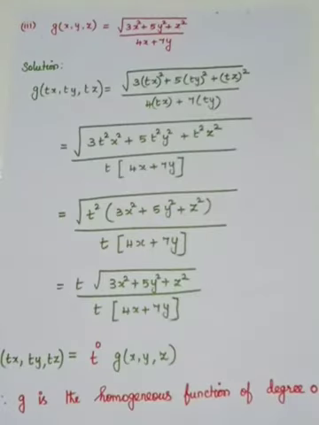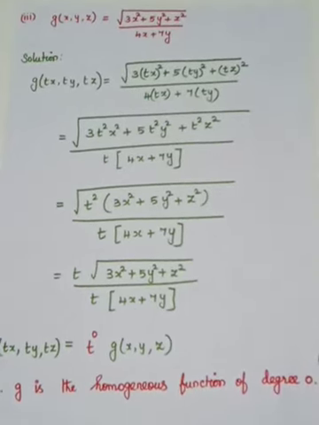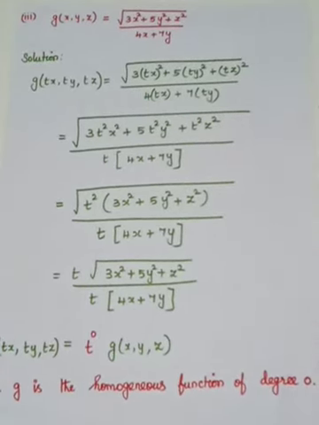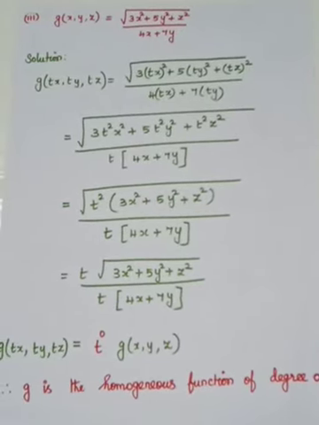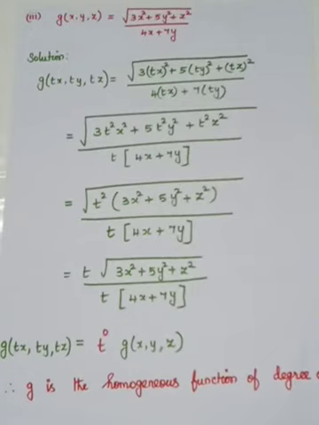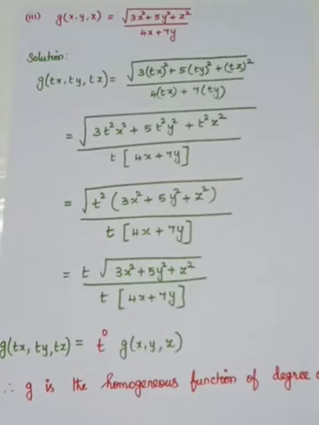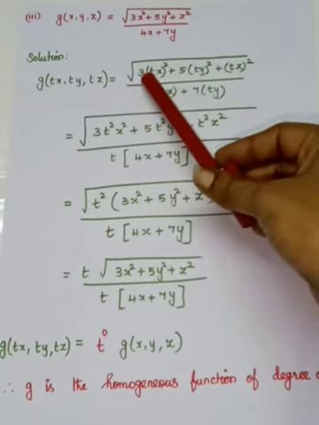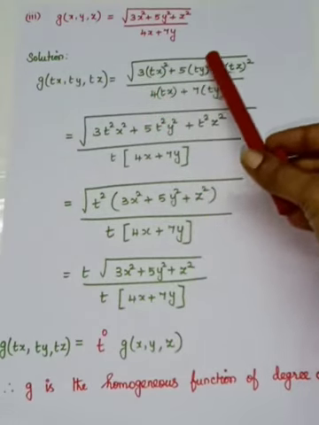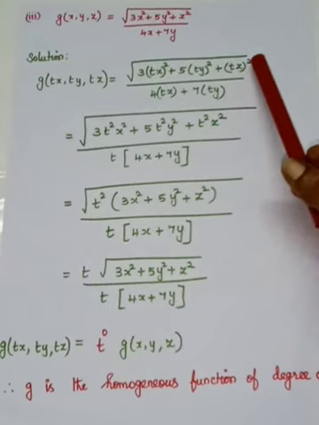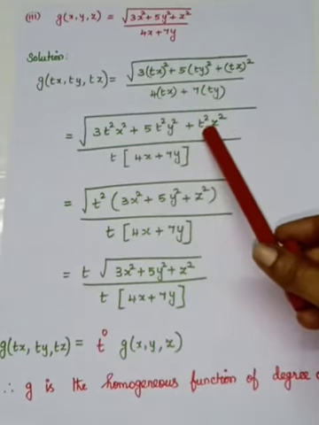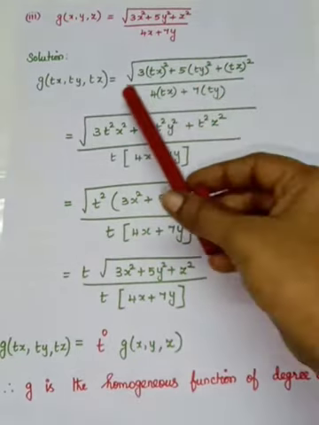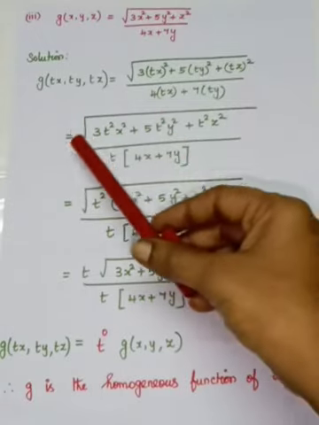So g of x comma y comma z. That is the function given. So we have to check whether it is homogeneous or not. So for that, x is replaced by tx, and y is replaced by ty, and z is replaced by tz. Okay, when you substitute here, you will get 3 tx the whole square plus 5 ty the whole square plus tz the whole square. So when you apply the power, it is t squared x squared, here t squared y squared, here t squared z squared. Okay, so only the numerator terms are in the square root.